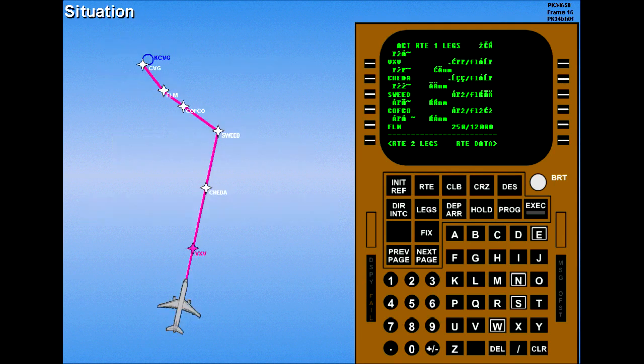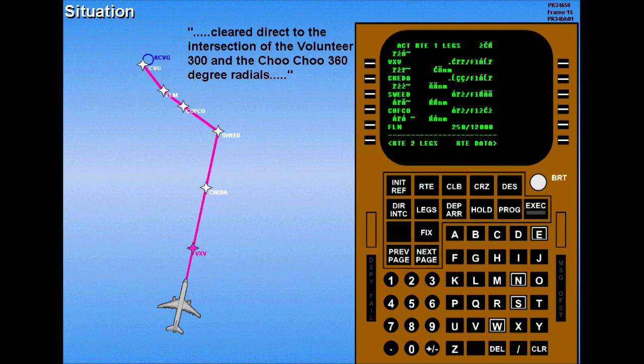In this situation, ATC has cleared you direct to a non-database waypoint defined by the intersection of the Volunteer 300 and Choo Choo 360 degree radial. Because you are cleared direct, you must first select the Direct Intercept page.